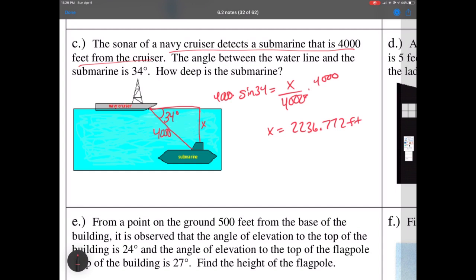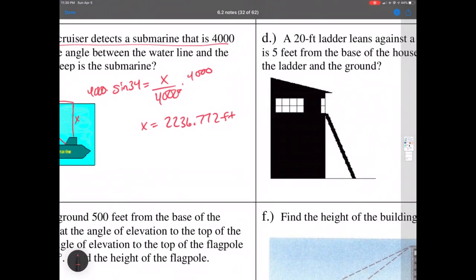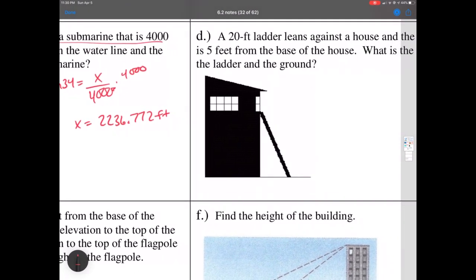So we'll move on to the next example. Remember to make sure that your calculator is in degree mode when you're doing these problems, so that your answers don't come out wrong.